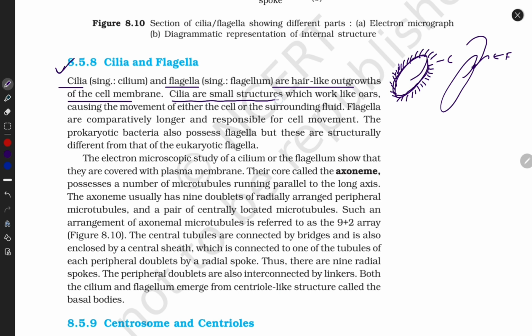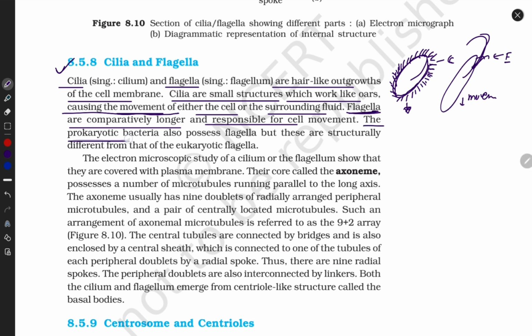Cilia are small structures which work like oars, causing the movement of either the cell or the surrounding fluid. They provide movement to the organism. Cilia are small and maximum in number, and flagella are long and less in number. So flagella are comparatively longer and responsible for cell movement. They are also helpful in movement. Flagella also provide movement in the organism.